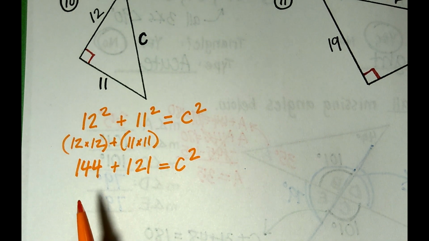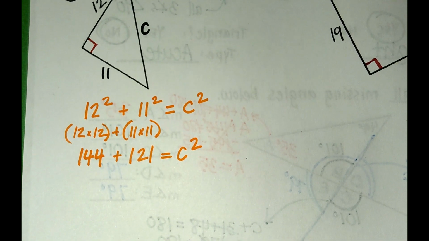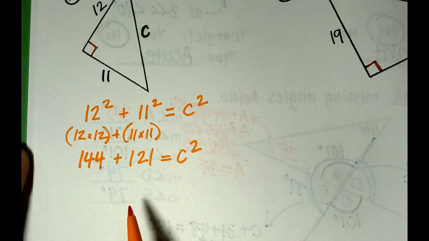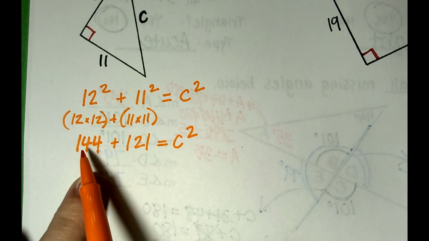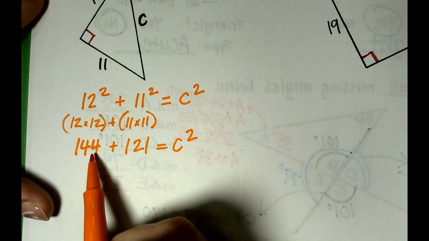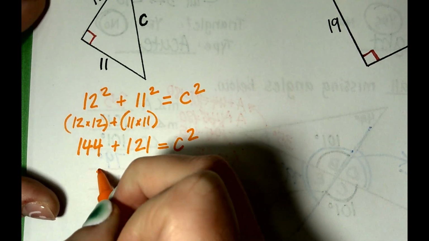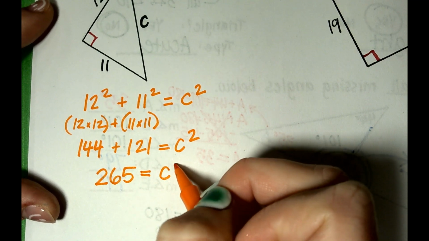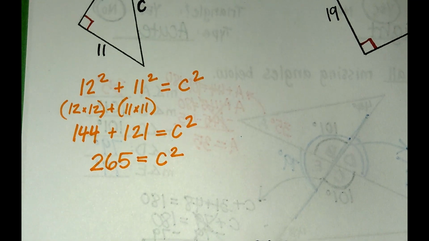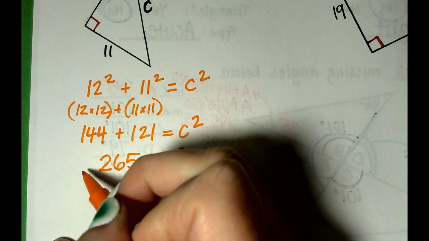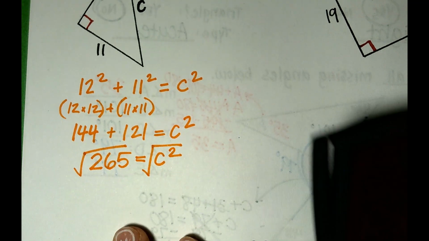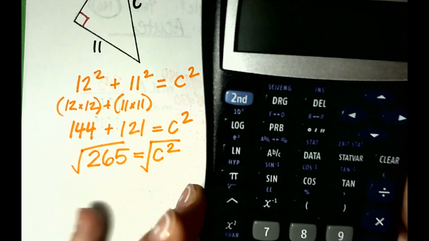So what would we do next? Shayna? It's going to be 265. Perfect, so we're adding these together, good. And we get 265 equals c squared. And then what? Square root. Okay, and we'll make sure that everybody remembers how to do that on your calculator.